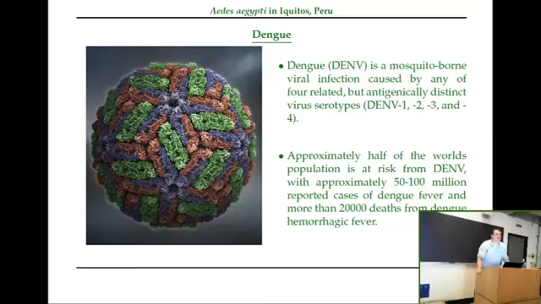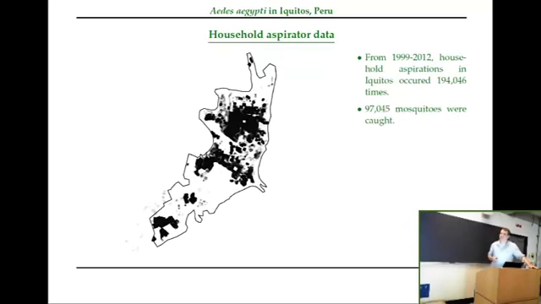If you've heard a talk by Tom before, dengue is an arbovirus, the most important arbovirus in the world, causing approximately 200,000 deaths a year from dengue hemorrhagic fever. It is caused by 4 related but antigenically distinct virus serotypes. So what we're trying to do here is understand the role that mosquito density is playing in the ongoing transmission of dengue within Iquitos. The data we have is household aspirator data.